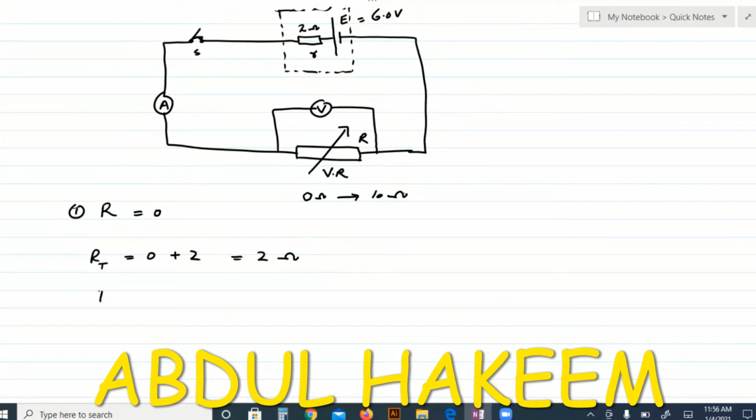So there will be current, I is equal to V by R. So V is total 6 divided by 2. The current will be 3 ampere. The ammeter will read 3 ampere.